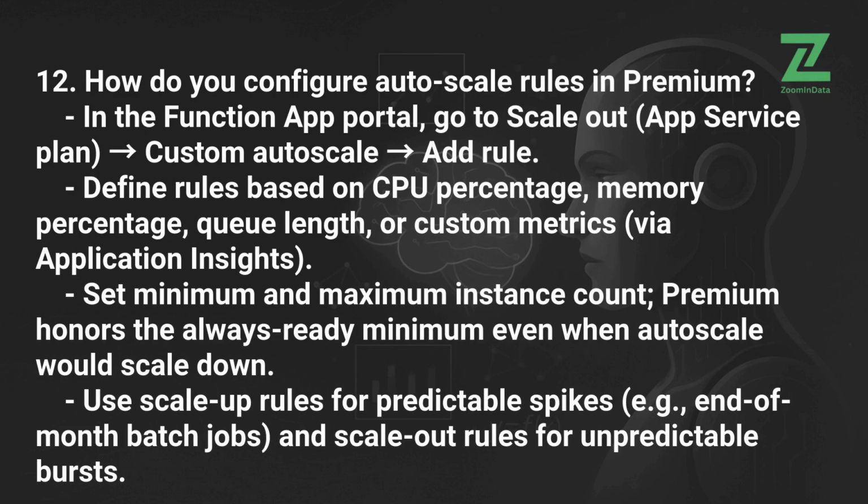12. How do you configure autoscale rules in Premium? In the Function app portal, go to Scale out (App Service Plan) → Custom autoscale → Add rule. Define rules based on CPU percentage, memory percentage, queue length, or custom metrics via Application Insights. Set minimum and maximum instance count. Premium honors the always-ready minimum even when autoscale would scale down. Use scale-up rules for predictable spikes, for example end-of-month batch jobs, and scale-out rules for unpredictable bursts.